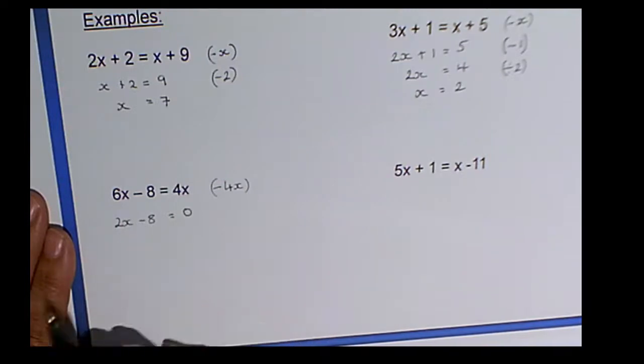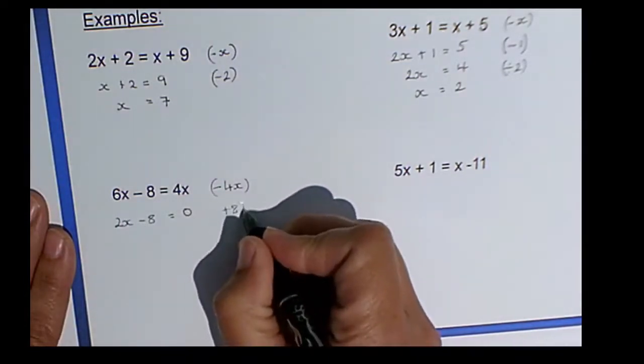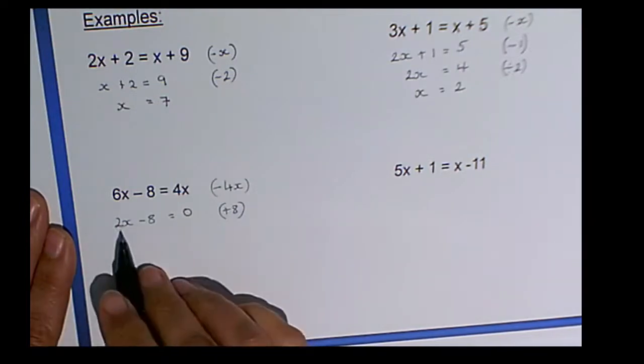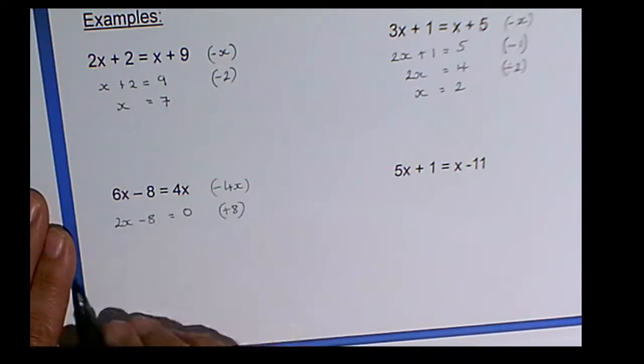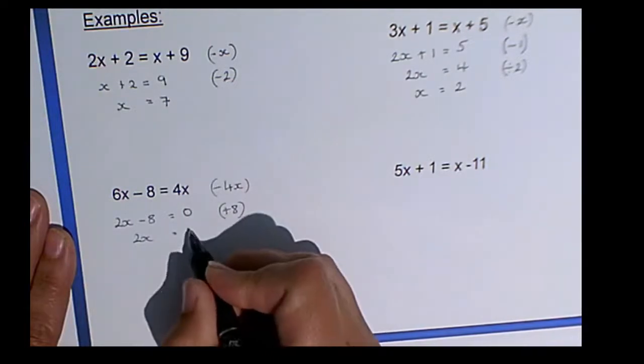So we need to get rid of this minus 8. Now the inverse of minus 8 is add 8. So remember, we've always got to do the opposite if we want it to disappear from one side of our equation. So minus 8 plus 8 is 0, so we're left with 2x. 0 plus 8 is 8.